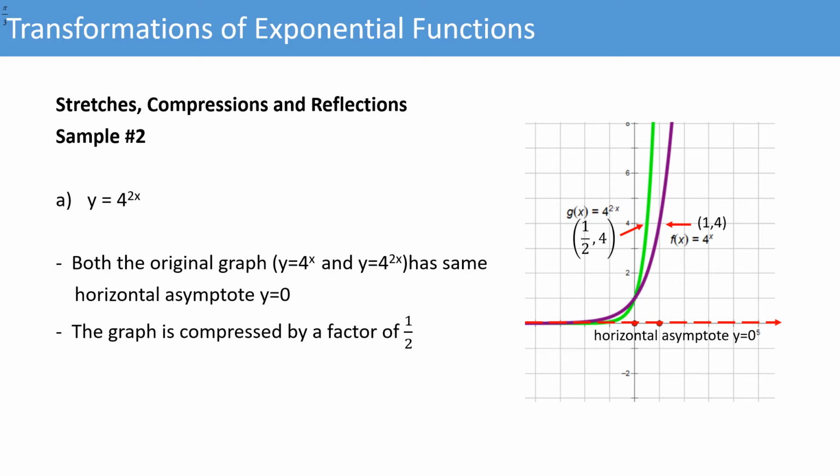We will notice that the point where it crosses the y-axis is the same, and the horizontal asymptote is the same. So what has happened here is that the graph has changed its shape, and we call this a compression by a factor of 1/2. So the 2 in front of the x, in fact, makes a compression of 1/2. So the point 1 becomes 1/2.